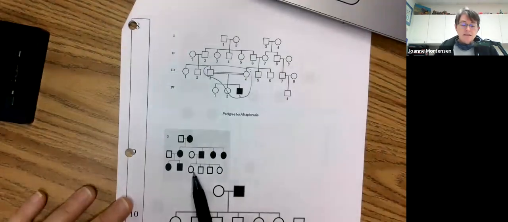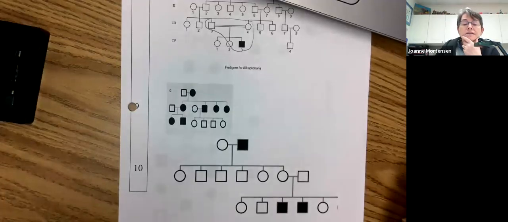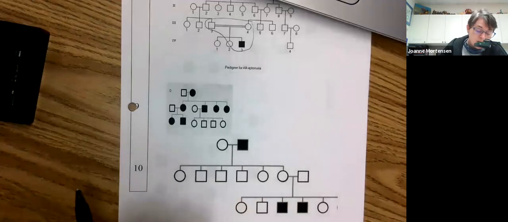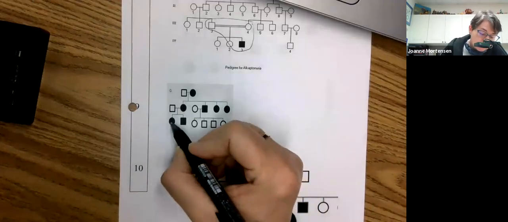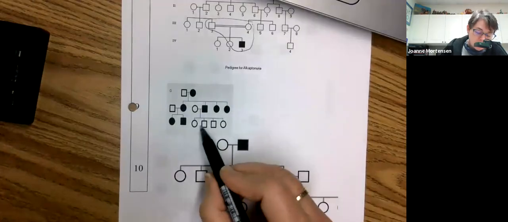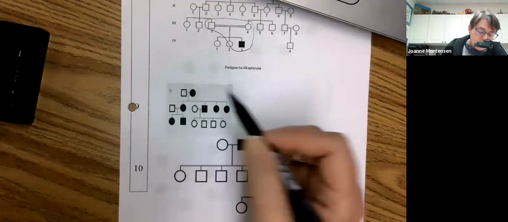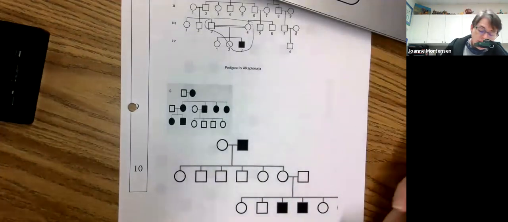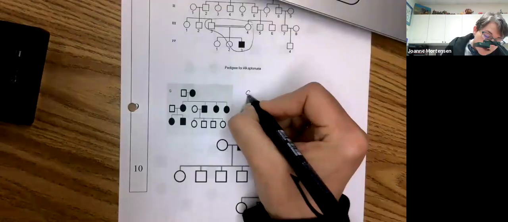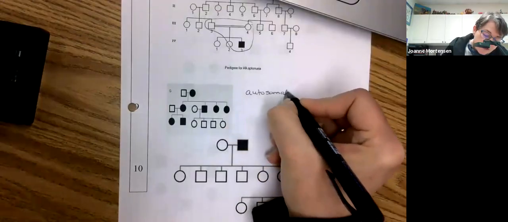Okay, let's look at this one. All right, this looks a little more exciting. Let's see. So start at the bottom. This girl, her mom has it. Mom has it. Nobody affected there. We go here. Okay. Everybody has an affected parent. So this is autosomal dominant.